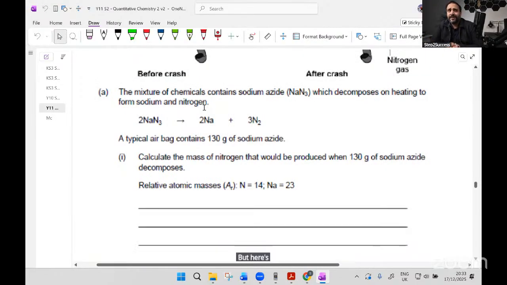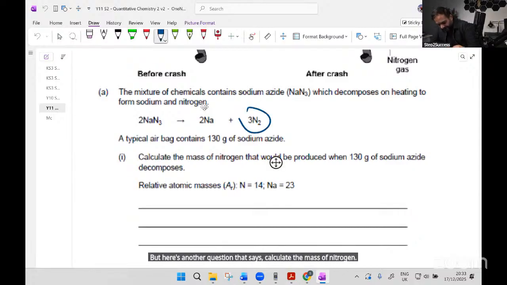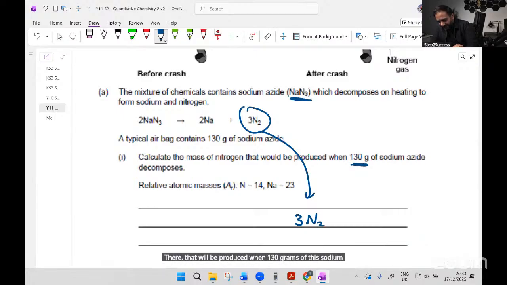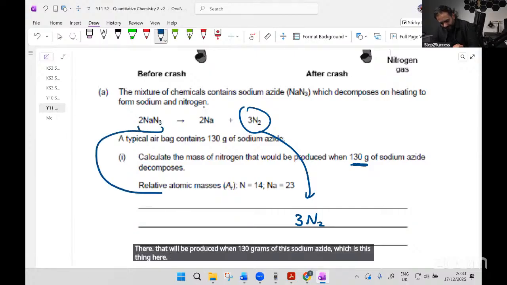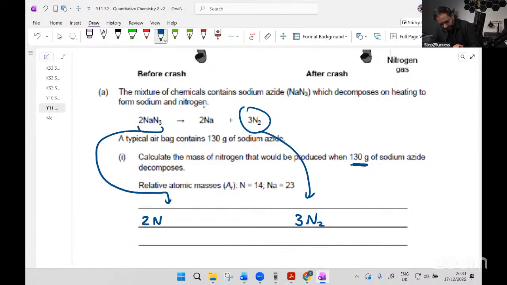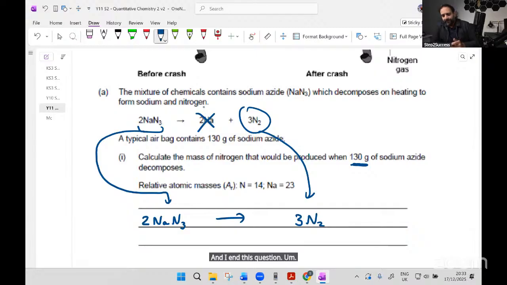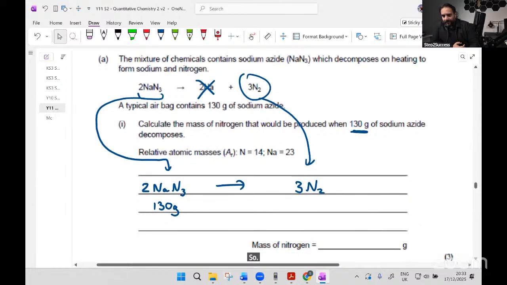But here's another question that says, calculate the mass of nitrogen that would be produced when 130 grams of this sodium azide decomposes. Right, so again, all I've done is I've taken out of the equation the bits that I care about. I don't really care about the Na in this question. We are starting with 130 grams of this stuff. And the question is, how much of the other stuff will we make?